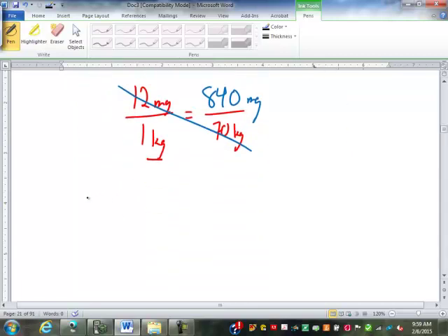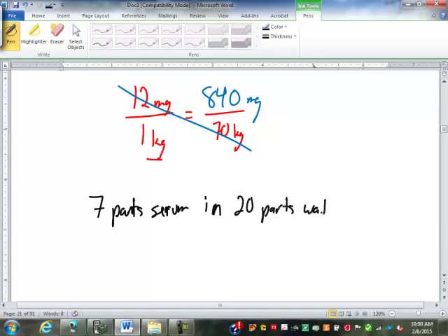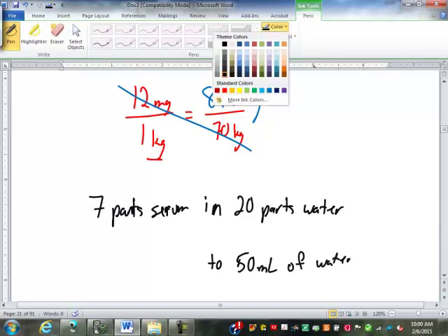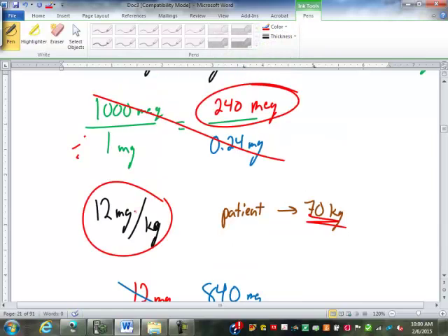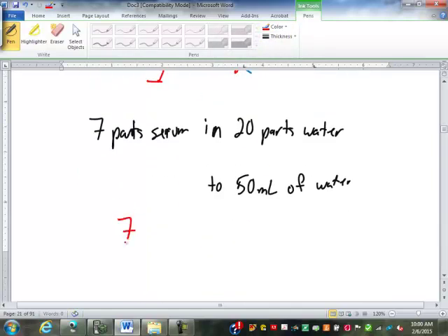Or let's say on the label it says constitute with 12 parts of the concentrate of the serum in 20 parts water. And we need to know how much serum we're going to add to 50 milliliters of water. So our ratio here is 12 to 20. Why don't I have units on there? Because they're both parts, the same units. That means it's actually a ratio, so I don't need the units.